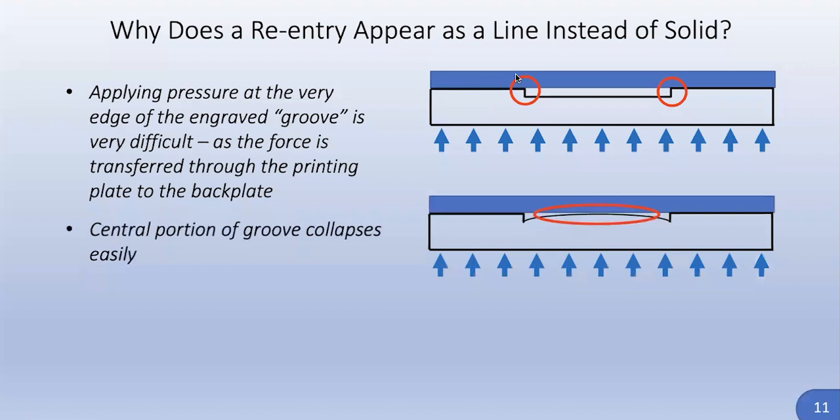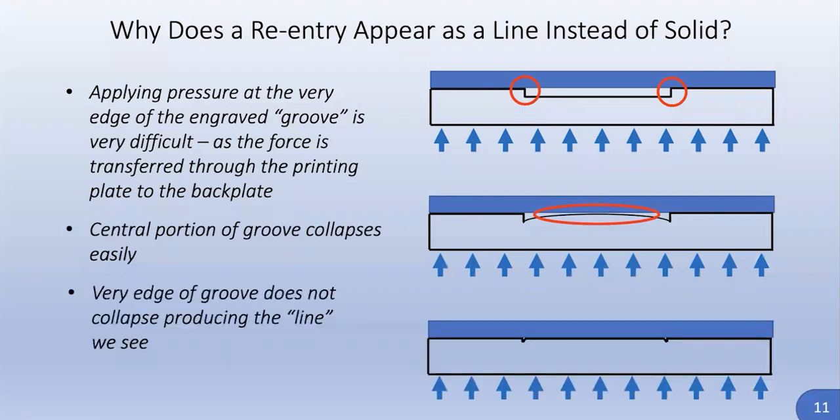What you're going to see is that the central portion of the groove collapses easily, and I've showed that here. But the two corners, right here and right here, they don't collapse. And that's the hypothesis. That's why we see a line as a result of the burnishing, but it doesn't burnish it completely for whatever reason. And we see these as lines rather than solid entries. That's the idea. That's the whole gist of it.